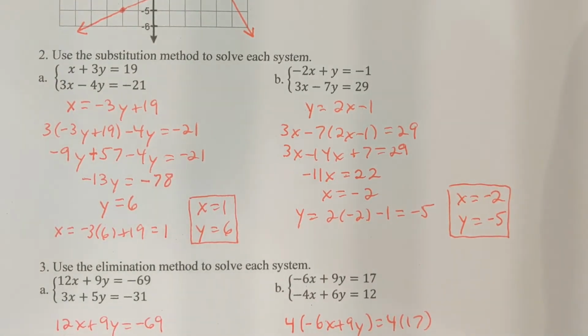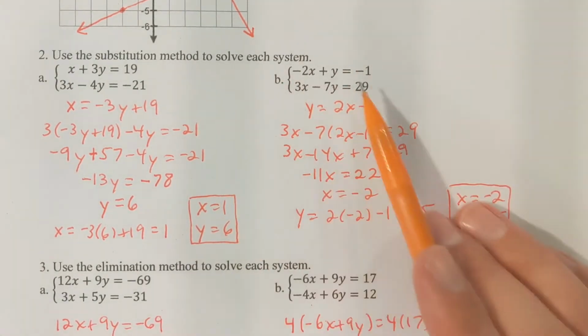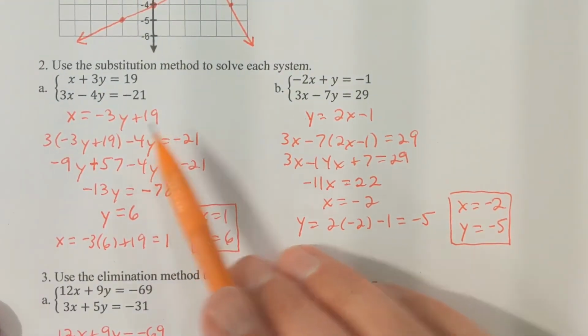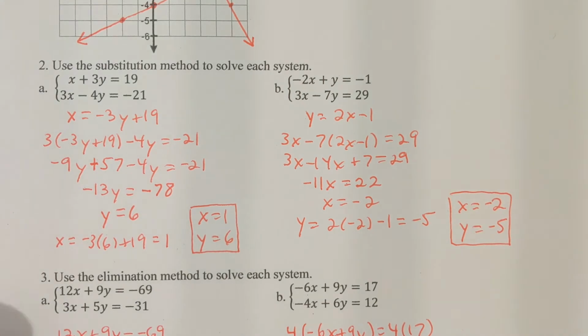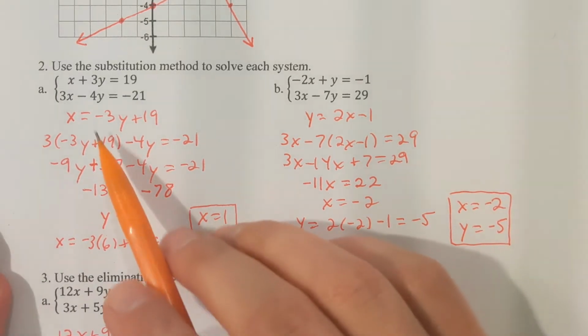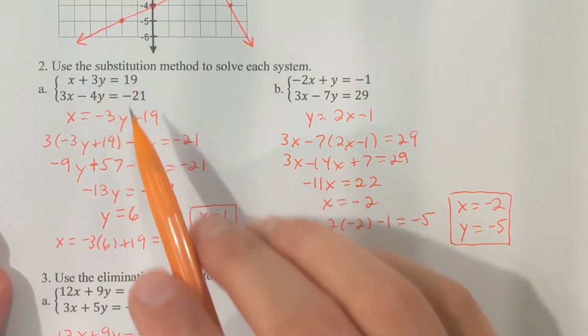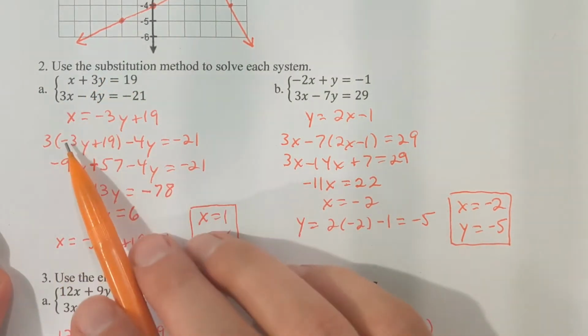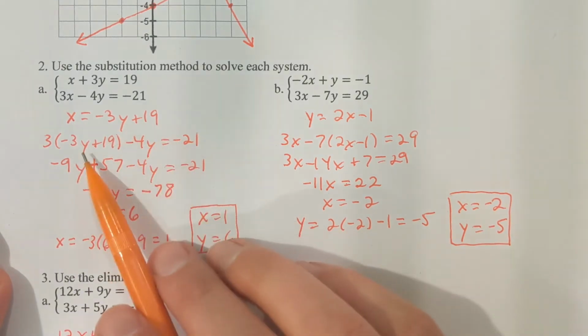Problem 2, okay, we're using the substitution method to solve each system. Here's the first one. I'm going to use the substitution method, and when I do that, I want to select an equation and then solve for that variable. It doesn't matter what equation, and it doesn't matter what variable. If I were to solve the top equation for x, subtract 3y from both sides, then I'm going to substitute that into the bottom equation there where I see x. And so I've done that.